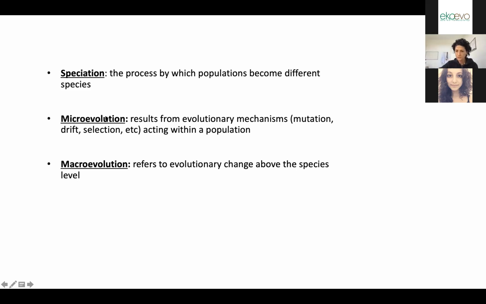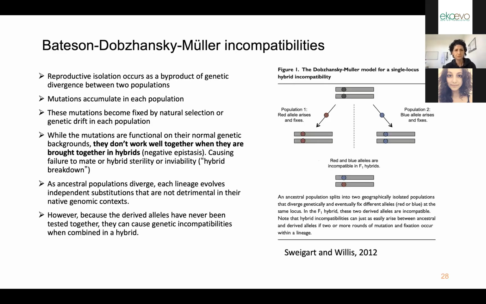So we have three terms. Speciation: the process by which populations become different species. Second, microevolution: the result of evolutionary mechanisms, mutation, drift, natural selection, and the others, acting within the population. And when you combine all microevolutionary processes, it creates macroevolution. So it's happening above the species level, okay? Macroevolution refers to evolutionary change above the species level.